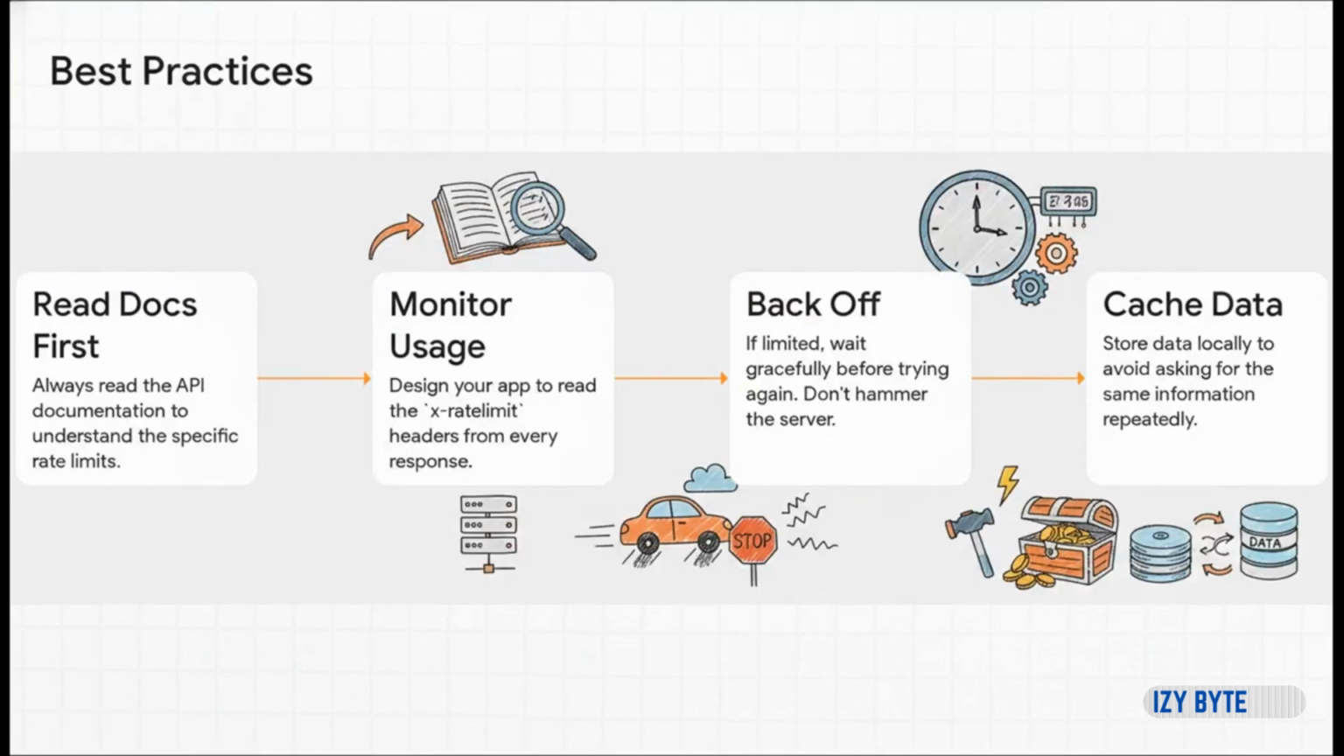So the best practices for developers are actually pretty clear. Step 1, and this is the big one, read the documentation first. Step 2, design your app to actually read those headers so it always knows its status. 3, if you do get limited, back off gracefully and just wait. And finally, be efficient. Cache data so you don't have to ask for the exact same thing over and over again.